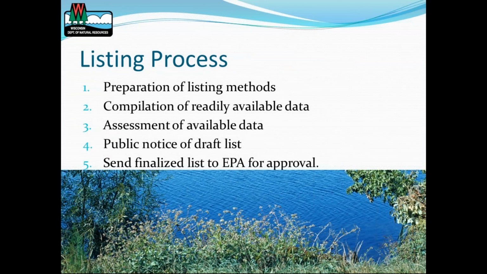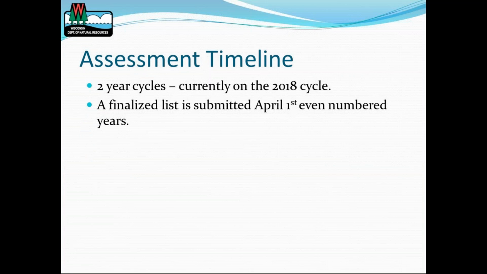So at its basic, our listing process is these 5 steps. Preparing the listing methods, so that's our WisCALM documentation, compiling our readily available data, assessing that data, and then doing a public notice of the draft list and sending that finalized list to the EPA for approval. And this listing process is a 2-year cycle. So we're currently on the 2018 cycle, and the finalized list is always submitted April 1st of every even numbered year. So it's going to be due on April 1st of 2018.